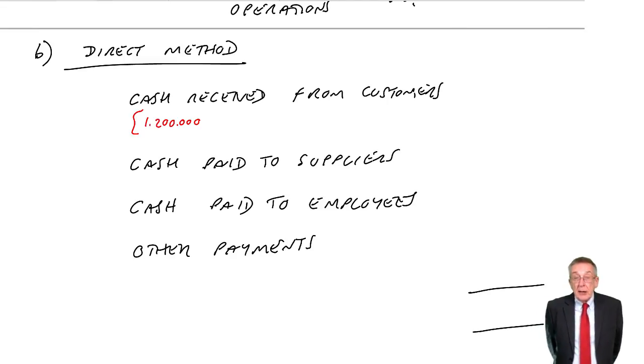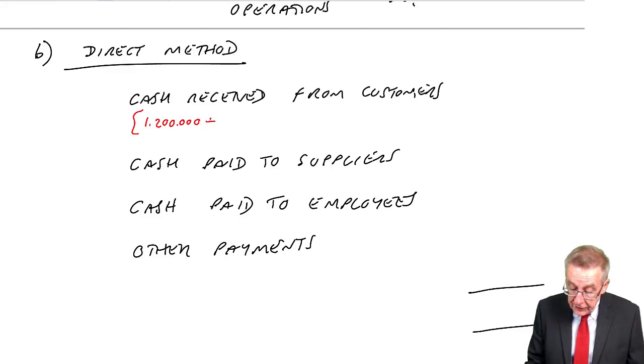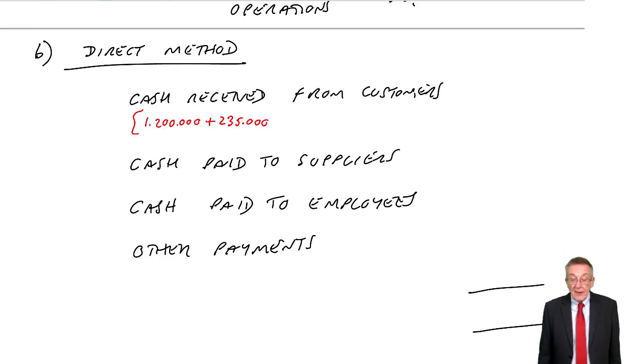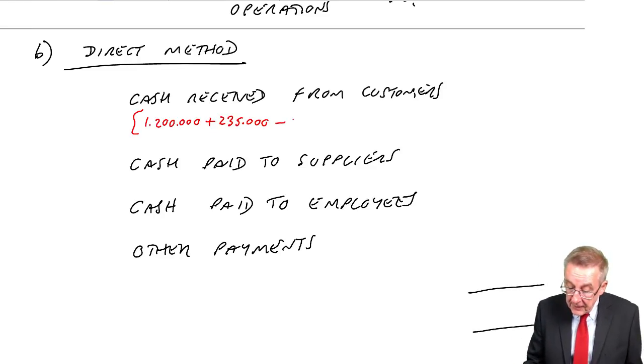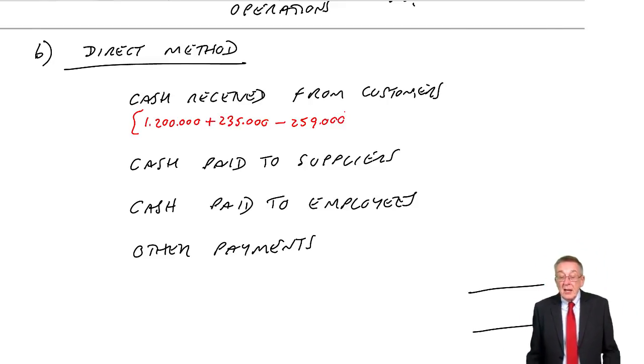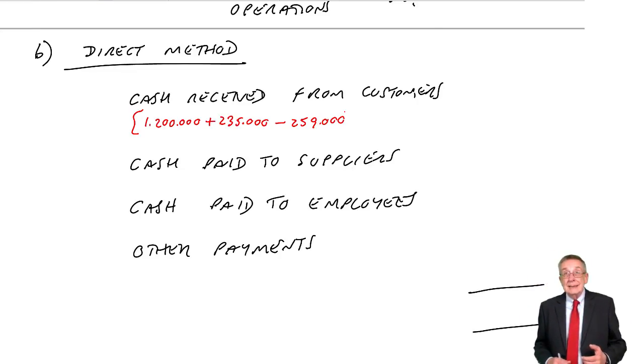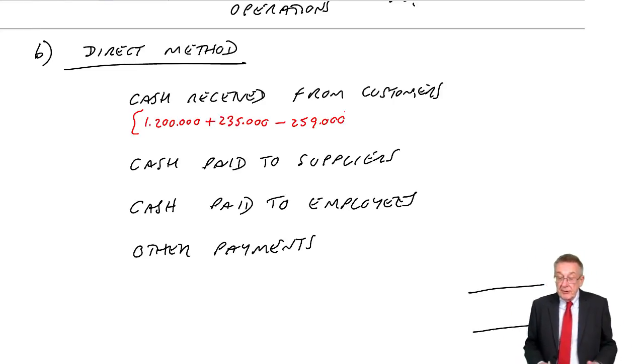Well, at the beginning of the year, I was already owed 235,000. So I'll receive that cash this year. But at the end of the year, I'm still owed 259,000. So that amount of cash hasn't been received. Do a T account if you want. I don't think you need to here. The cash we've had is the cash we were owed from last year, plus whatever we've sold this year, less the cash that hasn't been received this year.